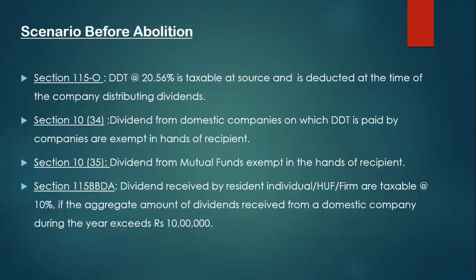Then Section 115BBDA, which was introduced in Finance Act 2016, which was applicable only on resident individuals, HUF and firm. Individuals, HUF and firms having dividend income from companies above Rs 10 lakh were required to pay tax at the rate 10% on dividends so earned. So these were series of sections applicable on resident taxpayer before abolition of DDT.